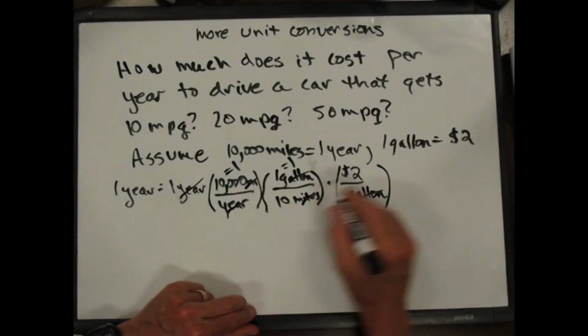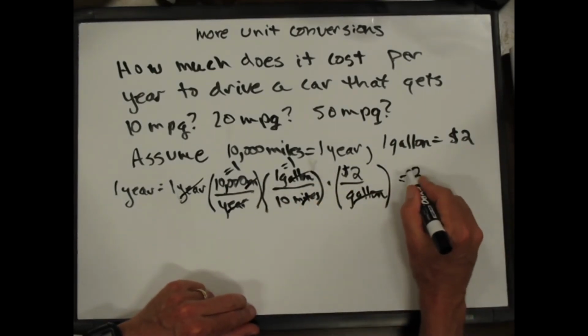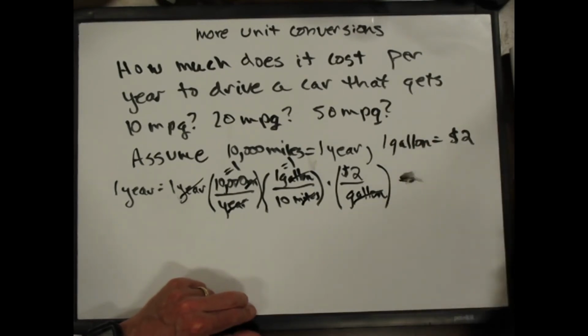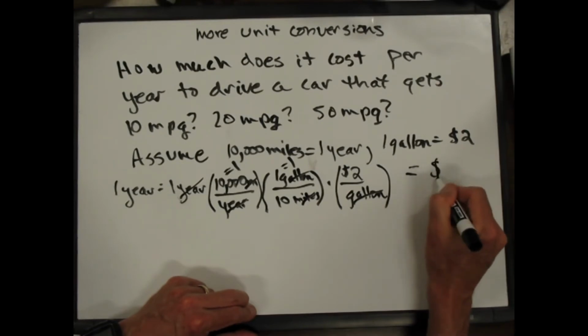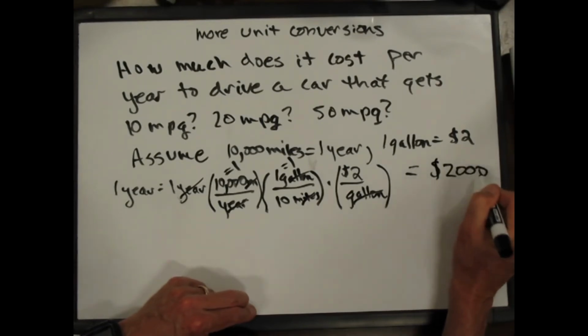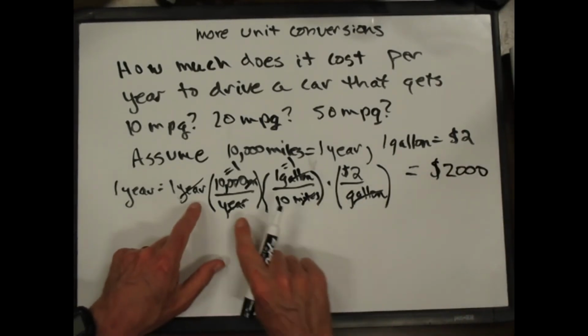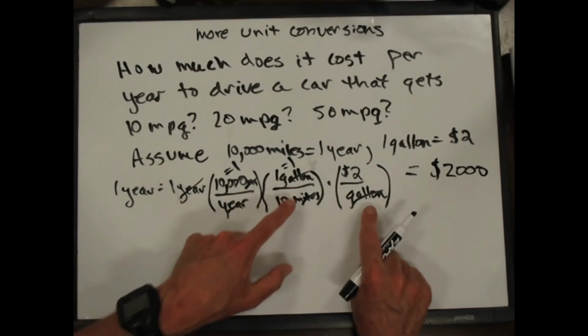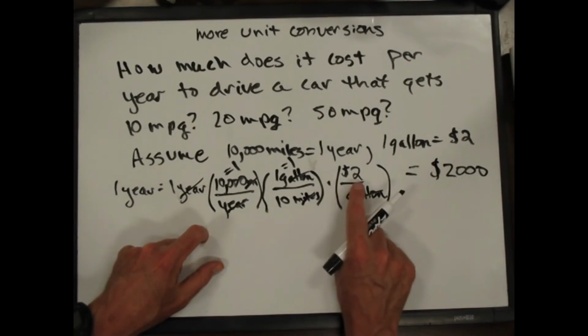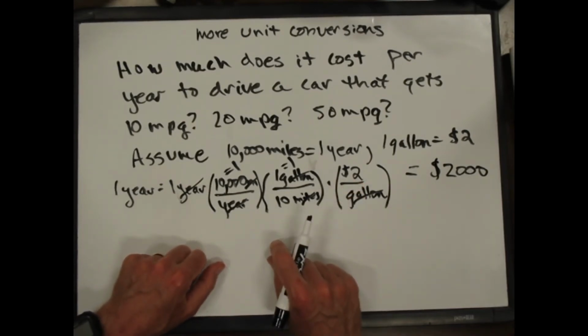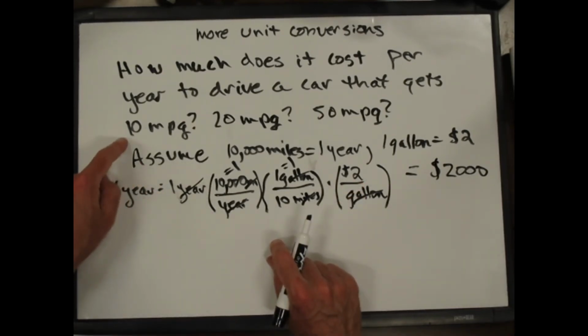And if I multiply all these things out, I get $2,000. Try again. Right? The years cancel, the miles cancel, the gallons cancel, and I end up with this is 10,000, this is divided by 10, and that's $2,000. And that was for the 10 mile per gallon car.